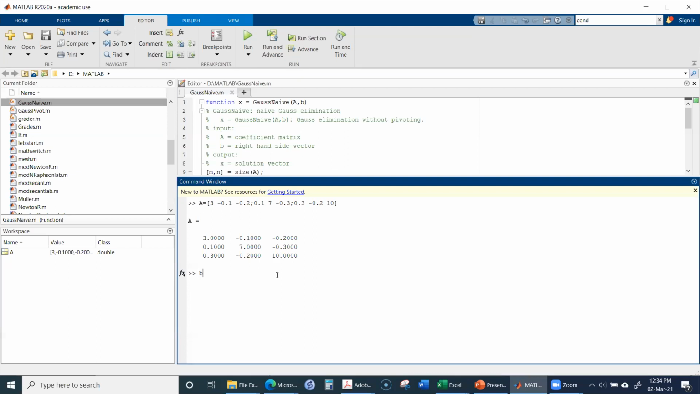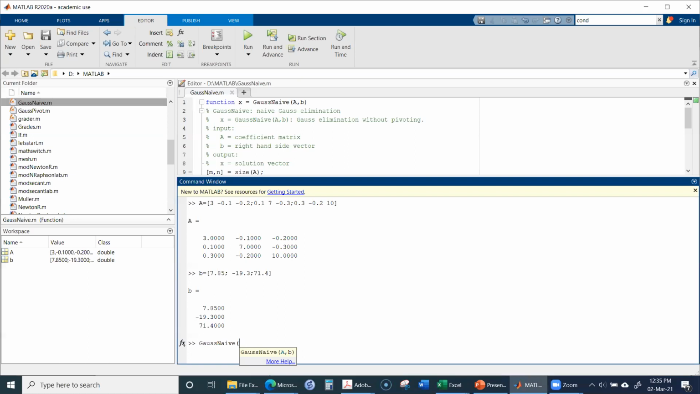And then our B matrix is 7.85 semicolon minus 19.3 semicolon 71.4, bracket close. So this is our B matrix. Now I have defined the A and B matrix. Now I can apply this function Gauss naive, and close it.